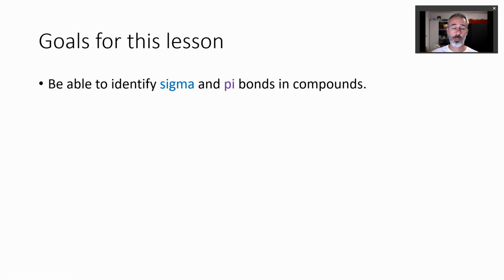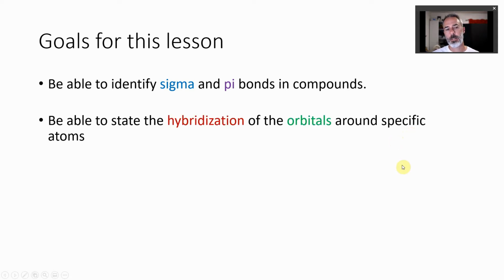So in this lesson, we're going to learn how to identify sigma and pi bonds in compounds. The act of doing it is pretty simple, but the theory behind it is a little bit complex. We're going to be able to state the hybridization of the orbitals around a specific atom, which leads us to the problem of, well, what is an orbital?